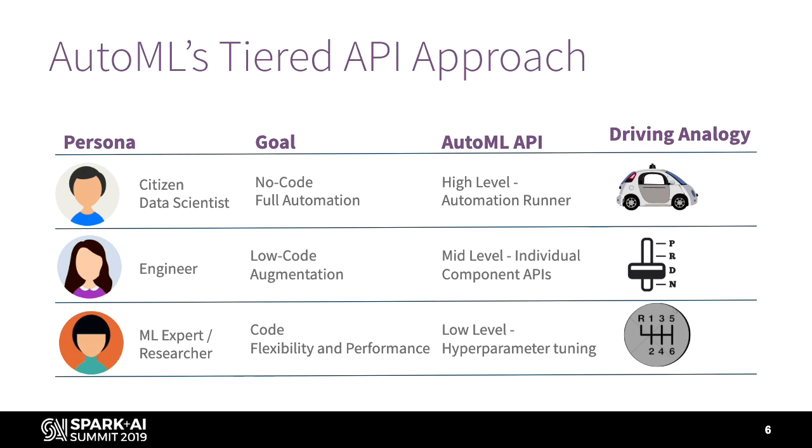The first one is a citizen data scientist, and the goal of their journey is minimal code, pretty heavy on the automation side of things. If we make this analogy to vehicles, that's more of a semi-autonomous vehicle. And the way that AutoML can appeal to this persona is through the high-level APIs, specifically through the automation runner, which is what we'll walk through in a few minutes.